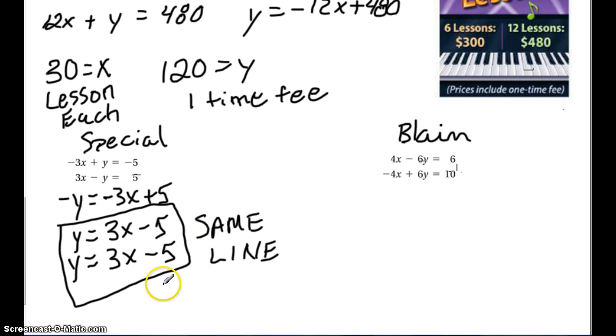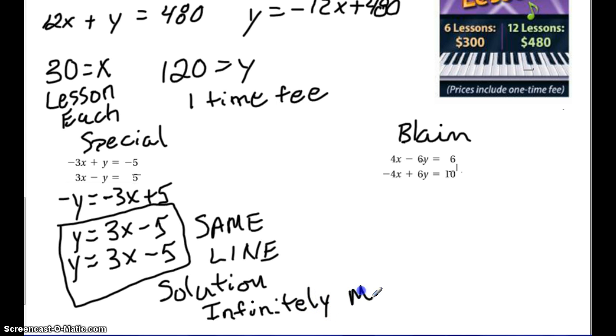Now, with this in mind, I want you to think about this. If it's the same line, what are our solutions? Well, how many times will a line intersect with another line when they're right on top? You're going to have infinitely many solutions. Let's take a look at the next one.